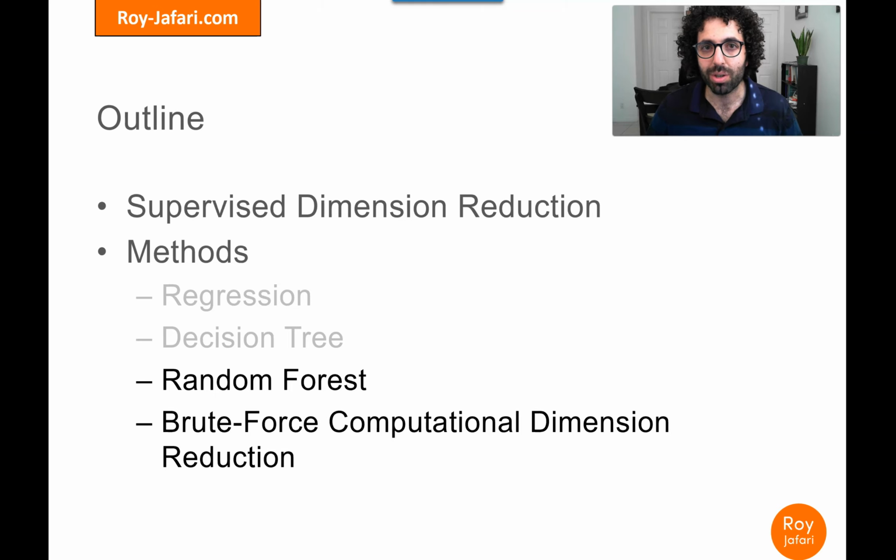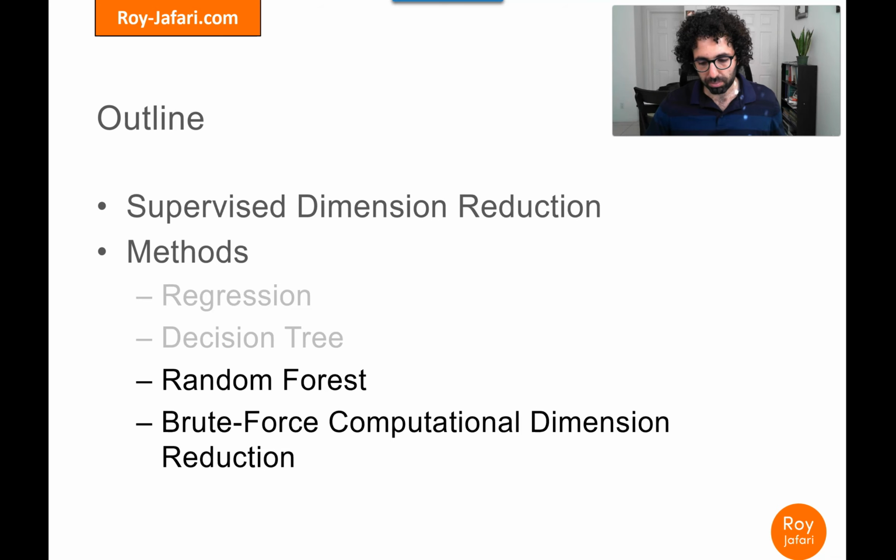Alright, so in this video we're going to again learn the difference between supervised and unsupervised dimension reduction. It's something we already discussed in the previous video. Just a quick recap, and then we will pick up where we left off when we were talking about the weaknesses and the strengths of decision trees, and then we built on that to learn about two new methods. We're going to learn how we would go about dimension reduction using random forest and brute force computational dimension reduction, which are both still supervised dimension reduction methods.